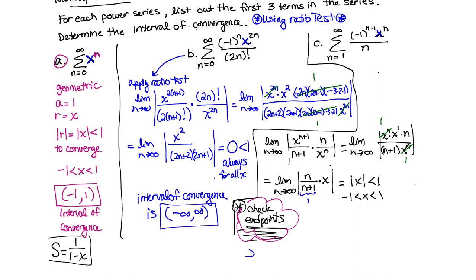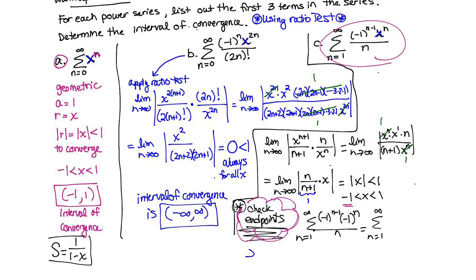And, Nate, how do we do that? Because I saw you got it right. What did you do with those numbers? You plugged them into the original. So you took the sum from n equals 1 to infinity of negative 1 to the n minus 1 times negative 1 to the n, because you plugged negative 1 in for x. Negative 1 to the n times negative 1 to the n is giving me 1, negative 1 times negative 1 to the negative 1 over n. I'm getting the sum from n equals 1 to infinity of negative 1 over n.